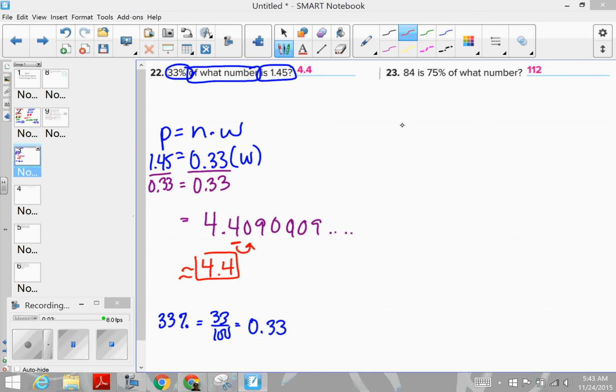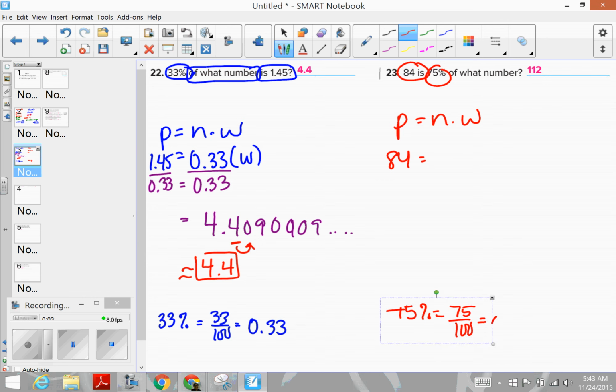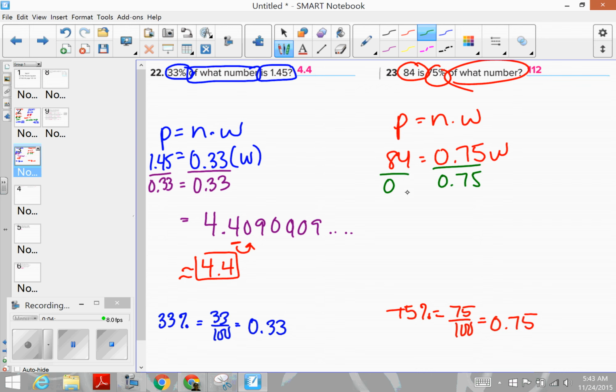Okay, our next example, start with your formula. 84 is, that's here, that's your part. 75%, again, 75% equals 75 over 100, 0.75. Okay, so 0.75 times what number? So W. Divide by 0.75 on both sides. So W is going to equal 112.